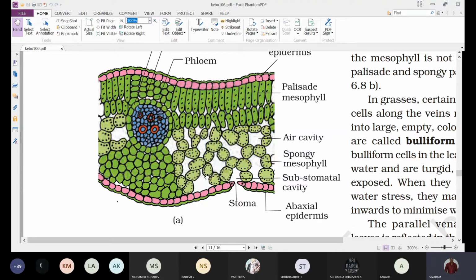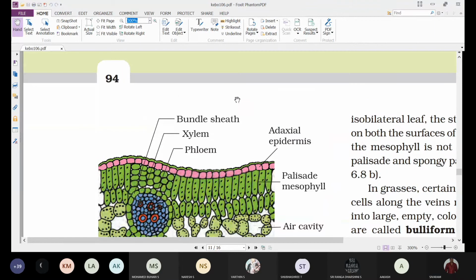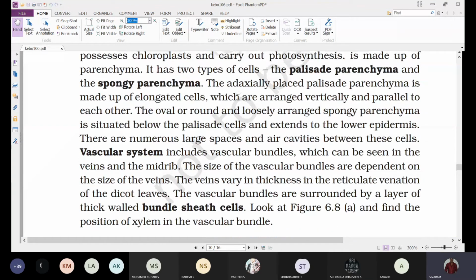Next, below that, all of this together we are calling the mesophyll. And below the upper epidermis we'll find the palisade parenchyma. We can see the palisade parenchyma cells are arranged perpendicular to the epidermis, but when you observe the adjacent parenchymal cells of the palisade parenchyma, they are parallel to one another. And they are very compactly arranged, with no or little intercellular spaces. That is what we can see here.